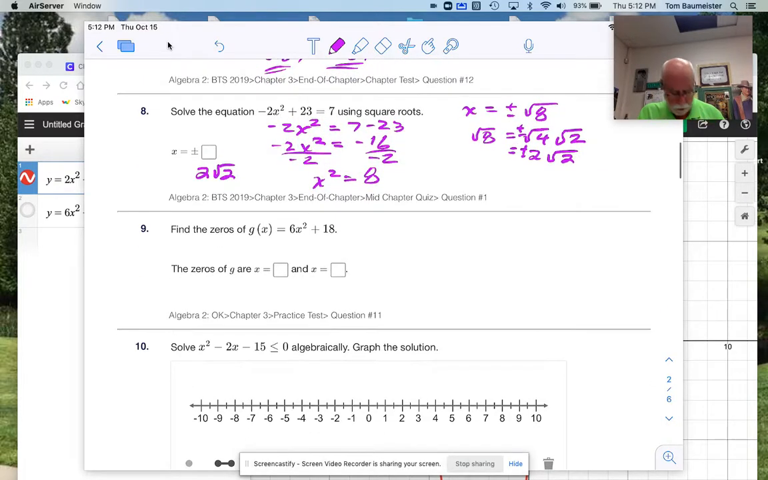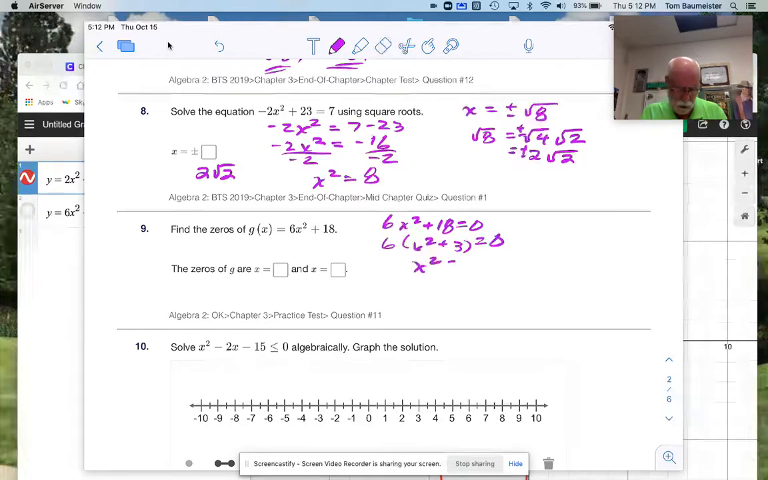All right, let's see. Again, I'm just showing you all these other ways to do stuff. So I'm going to say 6x squared plus 18 is equal to 0. I can factor out a 6. So that'll give me x squared plus 3 is equal to 0. If I divide both sides by 6, I'll get x squared plus 3 is equal to 0.